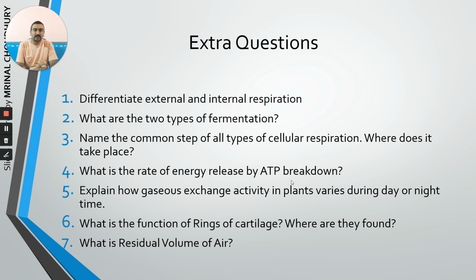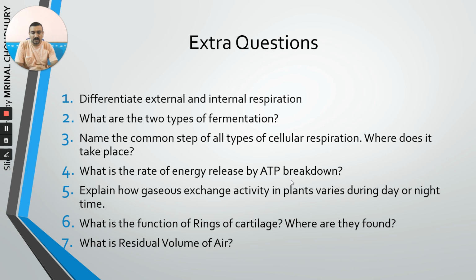Some extra questions that we can think about: differentiate between external and internal respiration; the two types of fermentation, alcoholic and lactic acid fermentation differences; the common steps of all types of cellular respiration, that's glycolysis. Where does it take place? That is the cytoplasm. What is the rate of energy released by ATP breakdown? That is 30.5 kilojoules per mole of ATP.